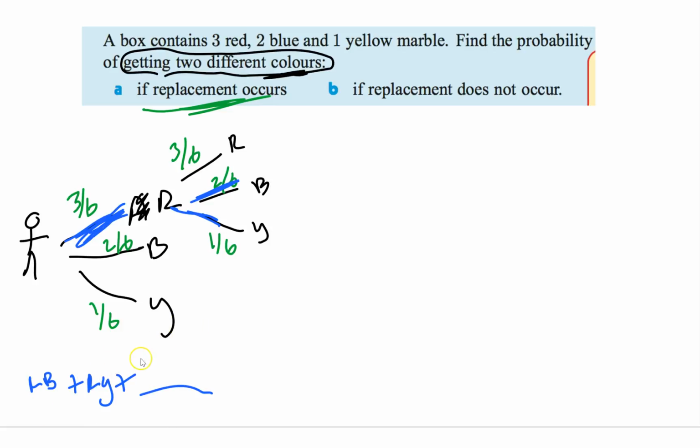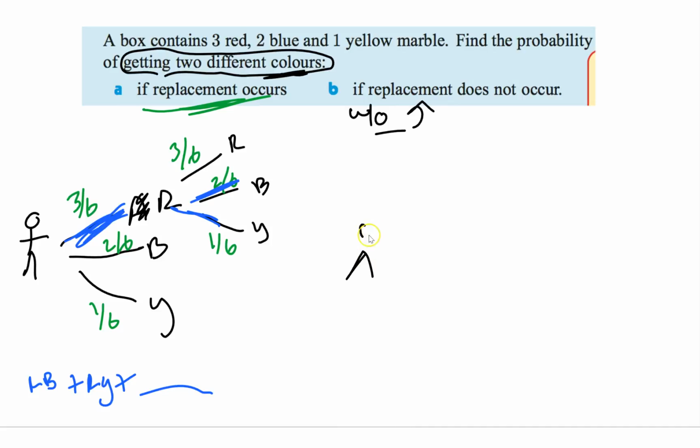Or if you know the complement, you can just do red, red, blue, blue, yellow, yellow, and then subtract that from 1. That would also work. Anyway, I want to show the difference between that and with replacement. If replacement does not occur, I mean without replacement. Without replacement is what it's generally written as.